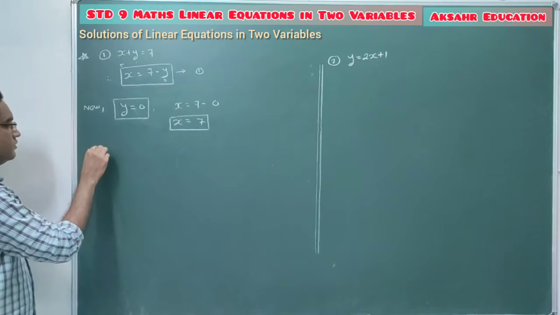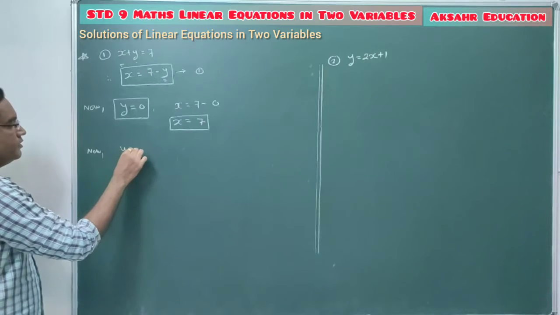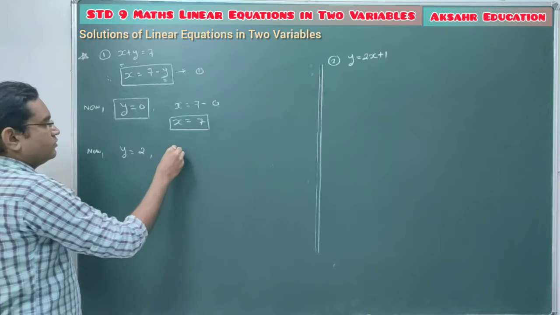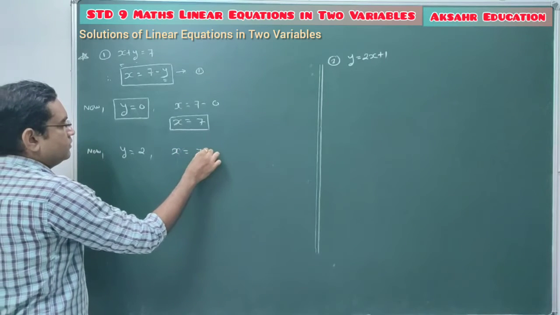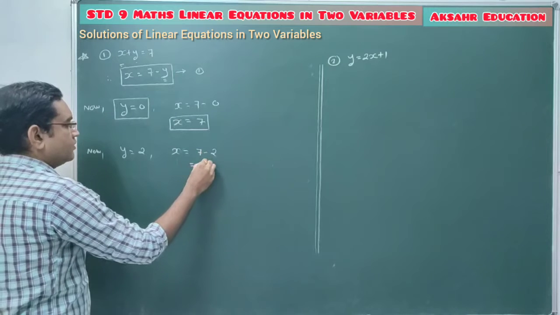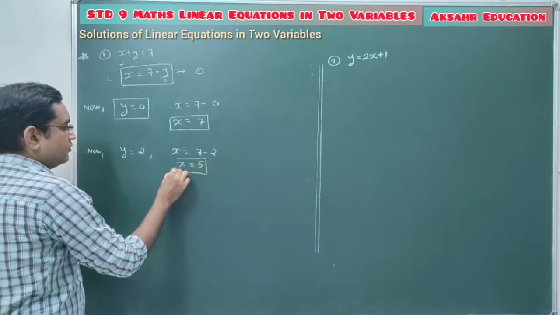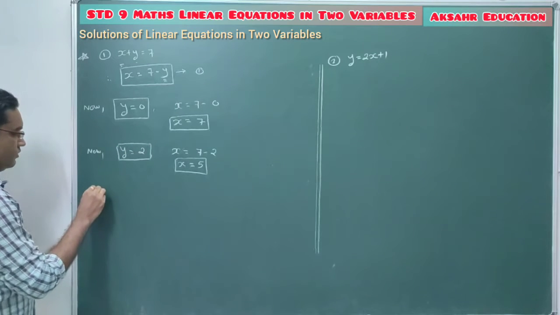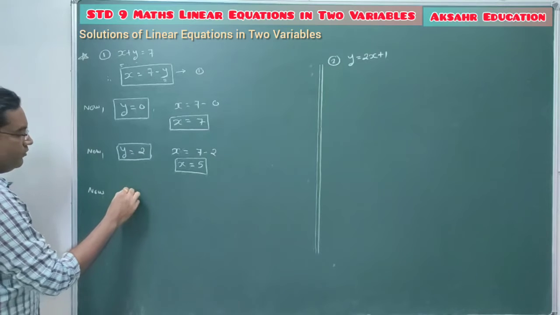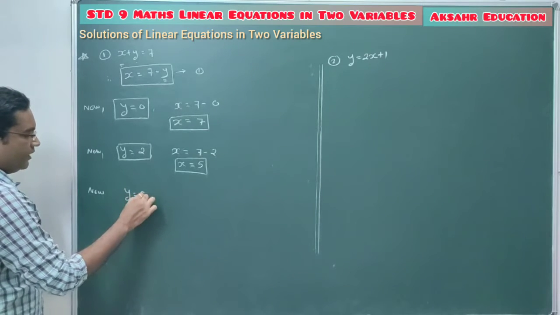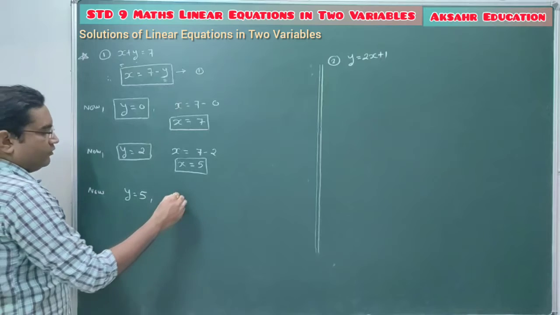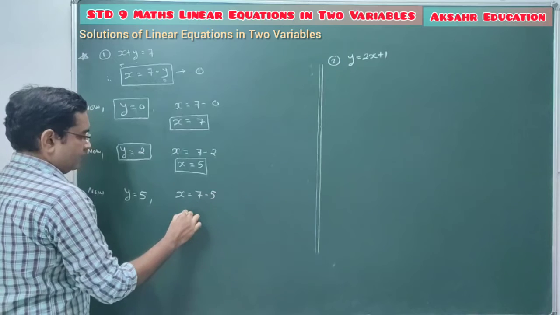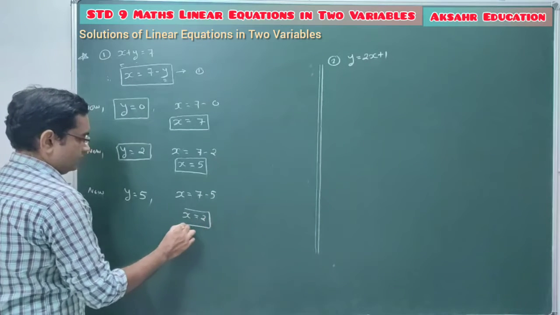Now put another value of y. Say you take y equal to 2; you can take any value of y. So if y equals 2, we get x equal to 7 minus 2, and 7 minus 2 is 5. So for y equal to 2, we get x equal to 5. Take one more value of y. Suppose we take y equal to 5. Then x equals 7 minus 5, so we get x equal to 2.